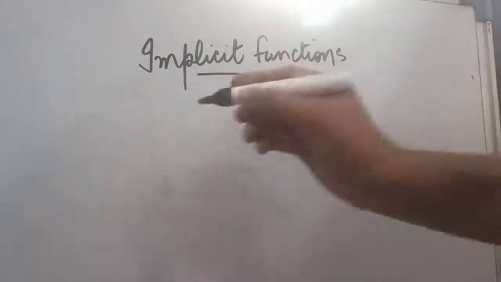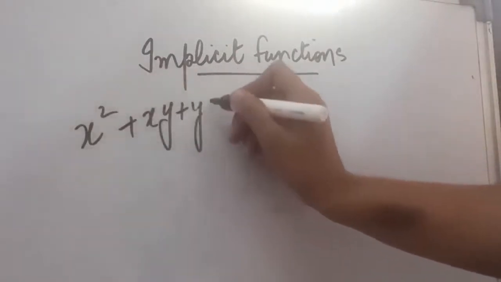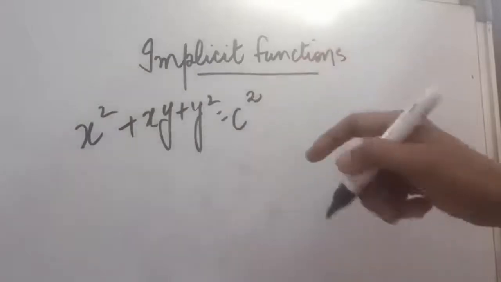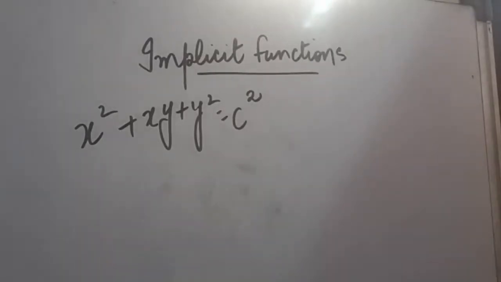For example, you have this equation x square plus xy plus y square is equal to c square. Here you can see that x and y both have been mixed up in one equation. In such cases we say that our function is an implicit function. Generally the question is in the form of x or in the form of y, but when these two are mixed up together, one function becomes implicit. Let us go through some examples so that you can clarify regarding the implicit function.